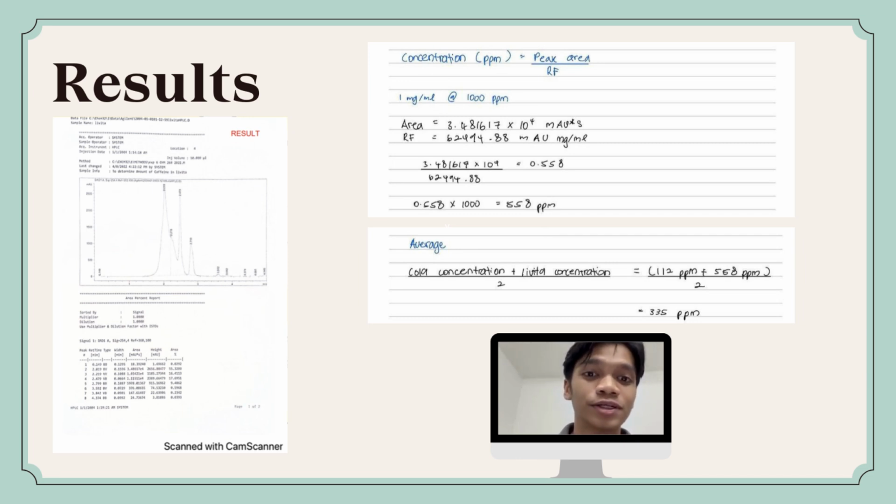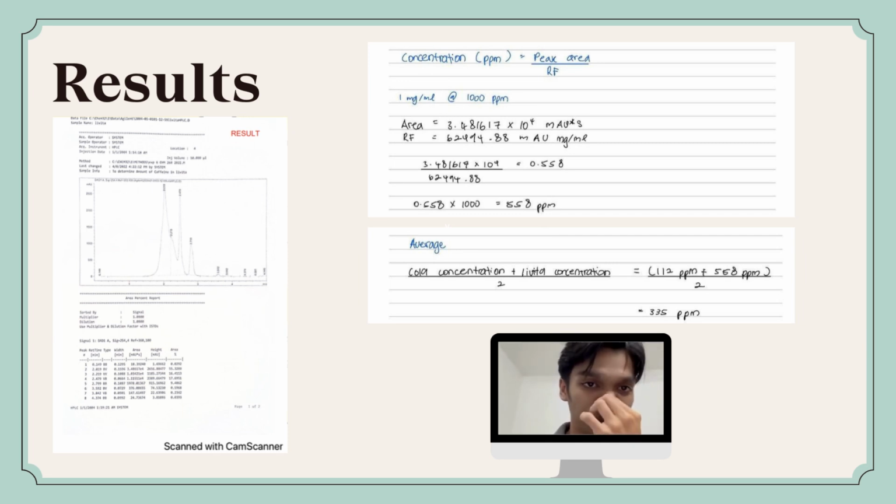We will use the same formula as for the Coca-Cola, the peak area divided by RF. The peak area for the Levita is 3.481617 × 10^4, and for the RF, we use the same RF, 62494.88. 3.481617 × 10^4 will be divided by 62494.88. We'll get 0.558 milligram per milliliter. 0.558 milligram per milliliter will be multiplied by 1000 to get 558 ppm.